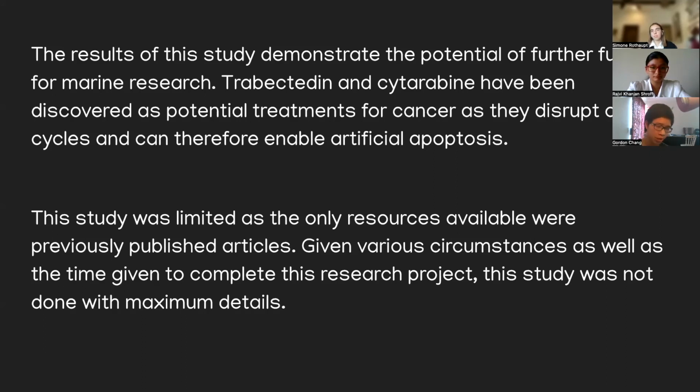And this study was limited as the only resources available were previously published articles. Given the various personal circumstances that I was dealing with, as well as the time given to complete this research project, the study was not done with maximum details.